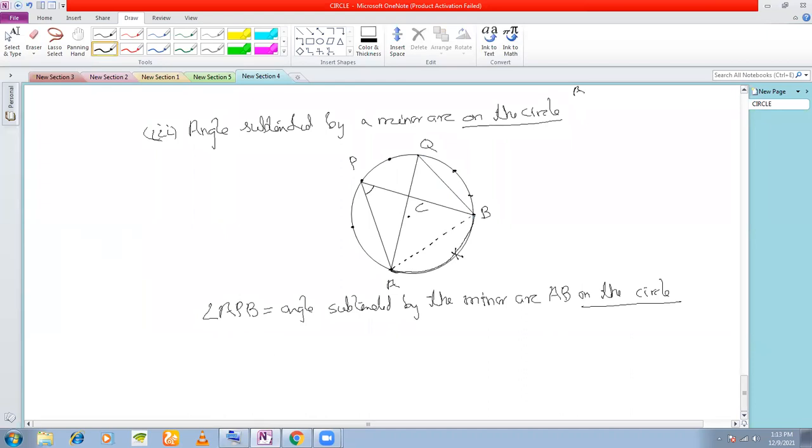So the angle cannot be on the arc itself. Clear? You cannot take any point in this arc. Right? You can take any point on this part. Is it clear?